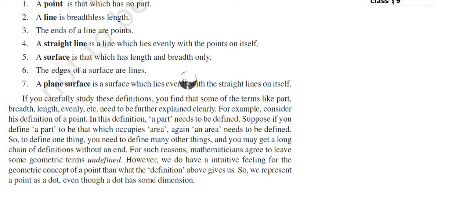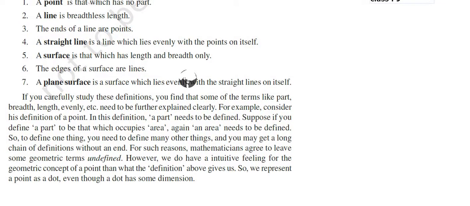Now if we carefully study all the definitions we saw yesterday, we find that some of the terms like part, breadth, length, evenly, etc. need to be further explained clearly. There is no clear explanation for that. For example, consider the definition of a point. In this definition, a part needs to be defined.